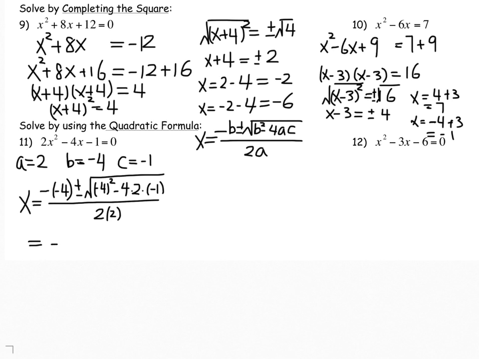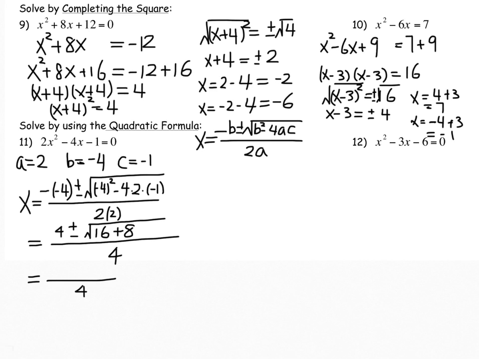And then the next step is calculate. 2 times 2, I have 4. Minus negative 4, so that's positive 4. Plus or minus, so negative 4 squared is going to be 16. Negative 4 times 2, that's negative 8. Negative 8 times negative 1, that's positive 8. Then simplify, reduce if you can.